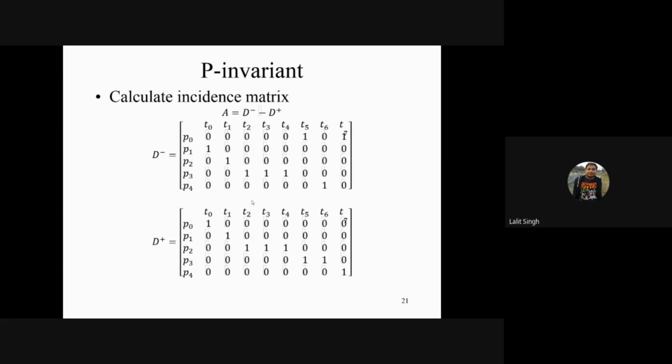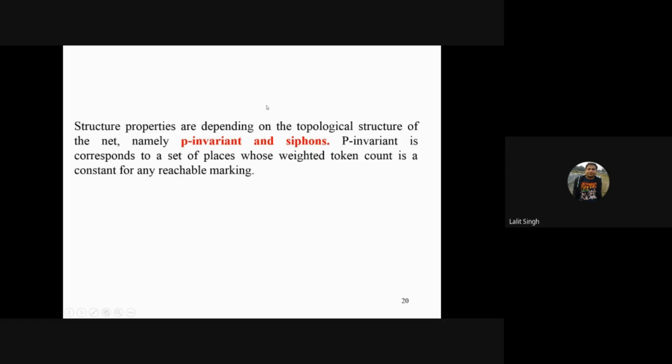Now, what we need to do to quantify the security metrics: first we have to calculate the P invariant. I have already told you that a P invariant corresponds to a set of places whose weighted token count is constant for any reachable marking. Marking is nothing but the distribution of the tokens, that is, the state.